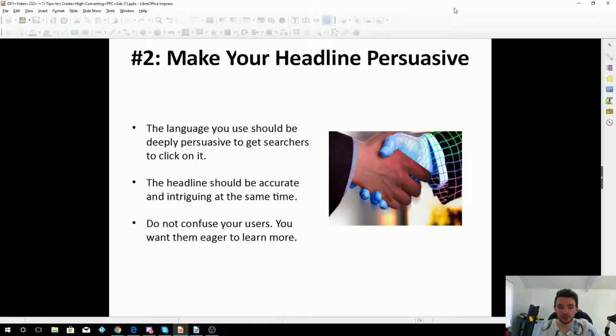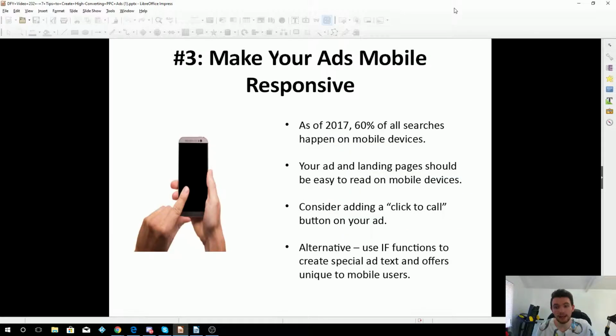Don't have someone searching make money online and you're going on in your headline and talking about weight loss or something like that. Make it congruent through your landing page, your bid page, and all that sort of stuff as well. Don't confuse your users. You want them to be wanting to learn more about what it is that you're advertising. So make it kind of snappy and punchy, so that when they see it, they're going to think, oh wow, let's click on this and see what this is about.